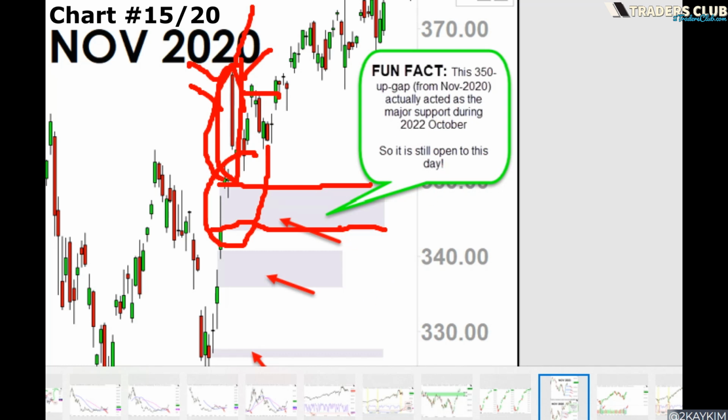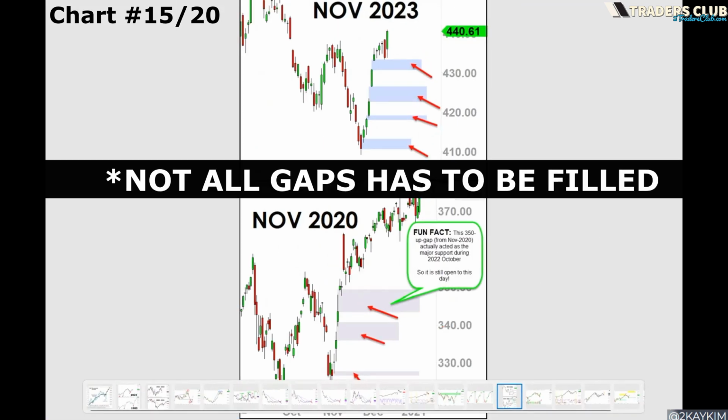What I'm trying to tell you is this 350 up gap from November is not only still open as of this day, it acted as major support on this decline that we witnessed through August, September, October lows of this year. It got down to this level, to the cent, and it bounced. Perfect.